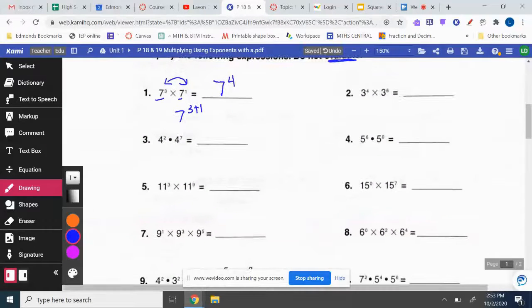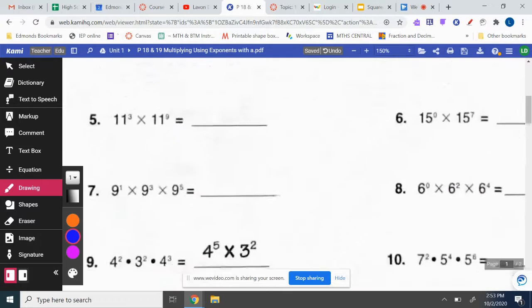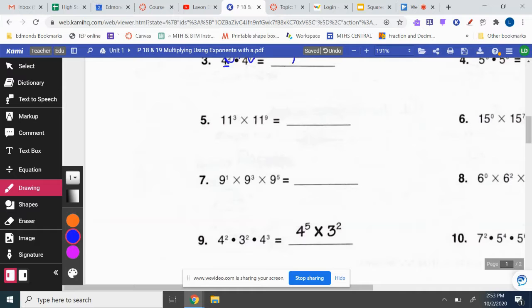So let's try this. I have the same base. So 4 is going to be my base, and then I have 2 plus 7 gives me 9. But they try to confuse us. On number 9, they give us 3. 1, 2, 3. That's okay. We can still do that. 9 to the first power plus the third power plus the fifth power. So this would give me 4 and then 9. So I have 9 to the 9th power.